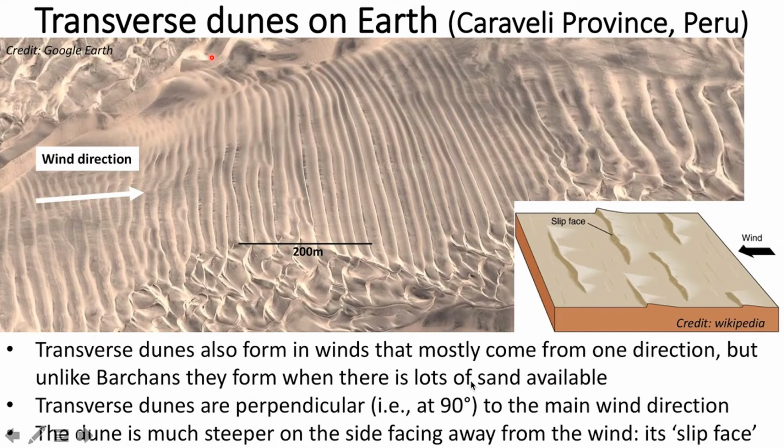Now, in addition, you will also find transverse dunes. Now, what are transverse dunes? Transverse dunes also form in winds that mostly come from one direction. But unlike barchans, they form when there is lots of sand available. Transverse dunes are perpendicular, that is at 90 degrees to the main wind direction. Have a look at this picture. The dune is much steeper on the side facing away from the wind, its slip face.